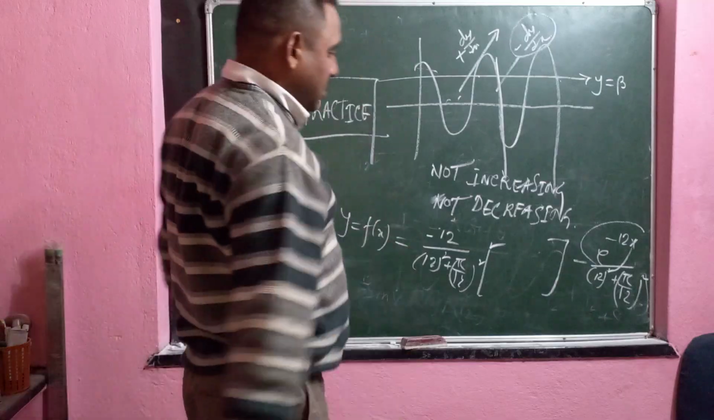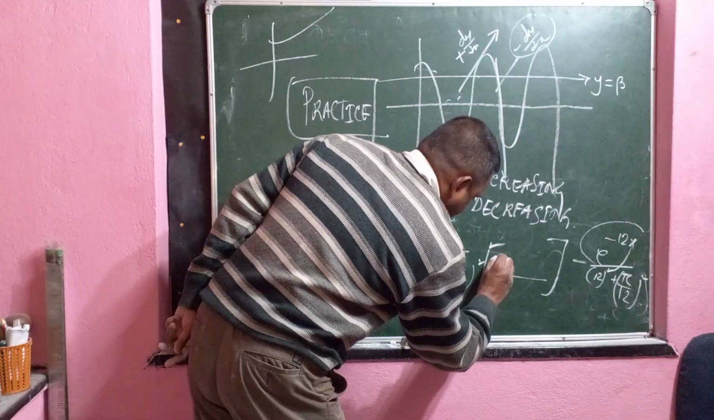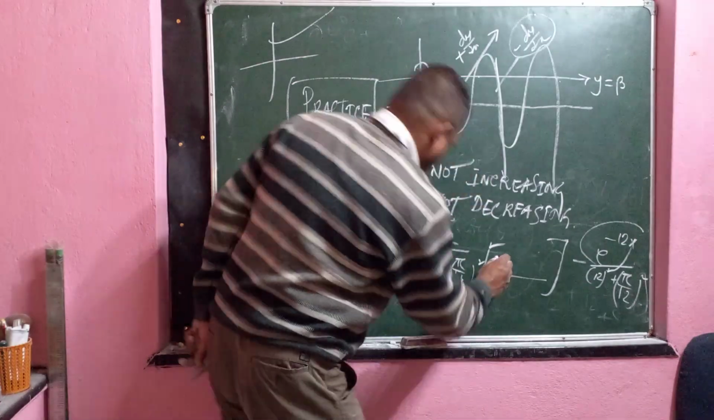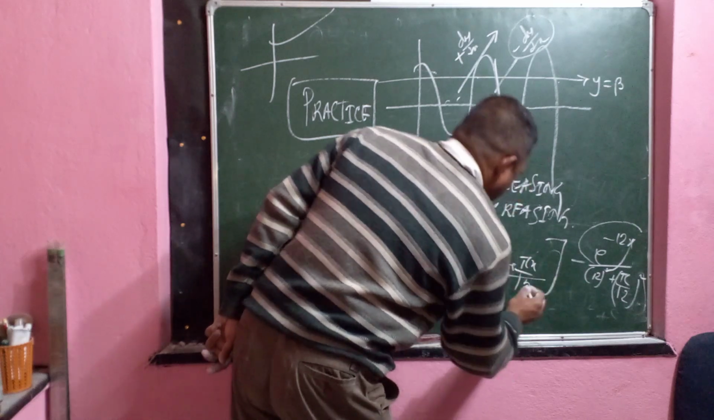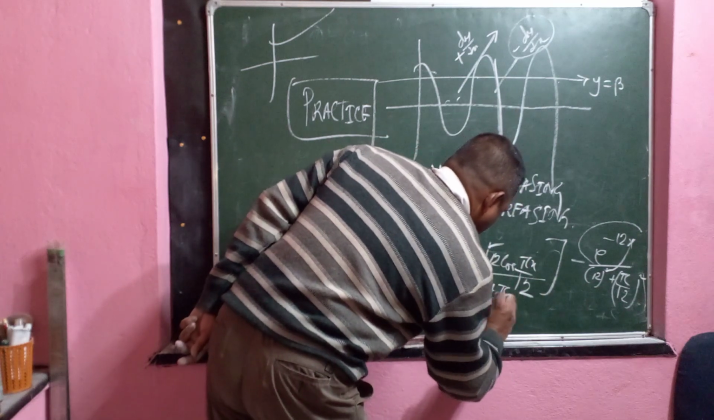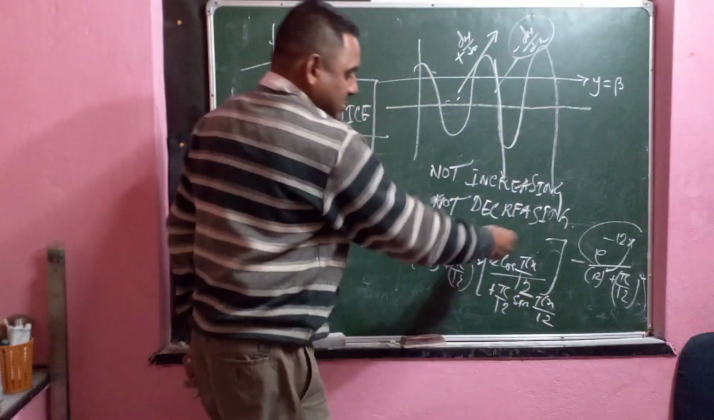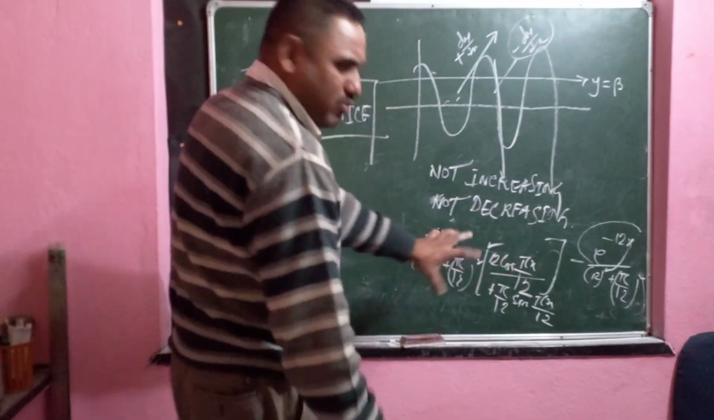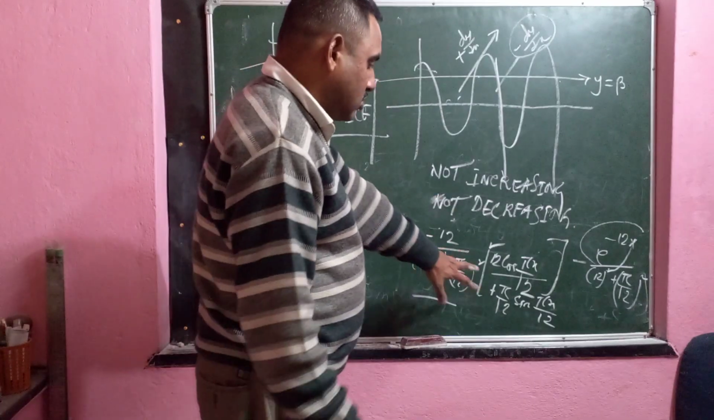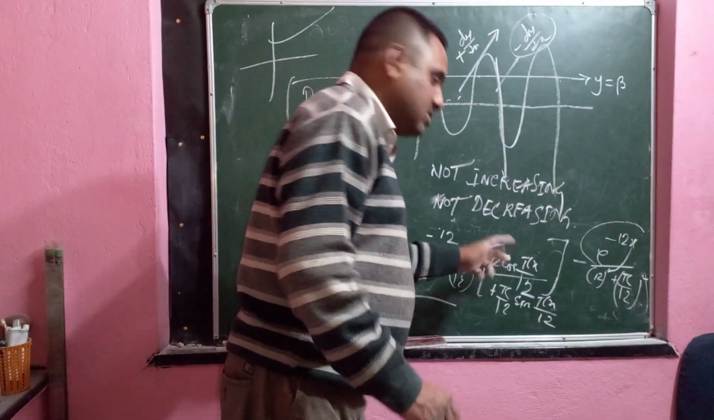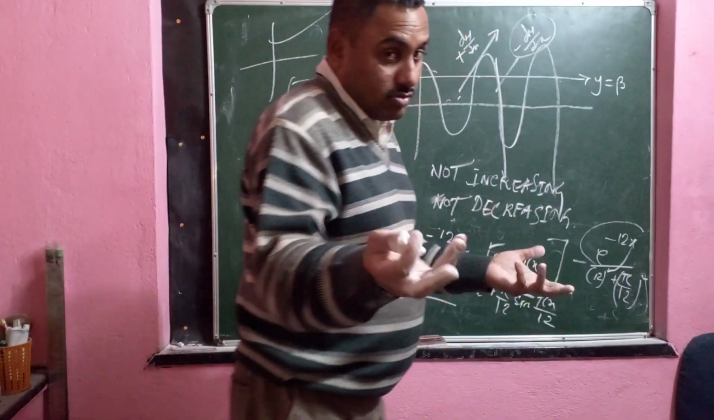If you see this one, this type, this is a sinusoidal curve. I think we got 12 cos pi x by 12 plus pi by 12 sin pi x by 12. This is entirely a sinusoidal curve, whatever we get within the bracket. So this curve is not increasing, not decreasing. This is increasing, but this is not only increasing, also decreasing. So we are not sure that the first or second option will be correct.